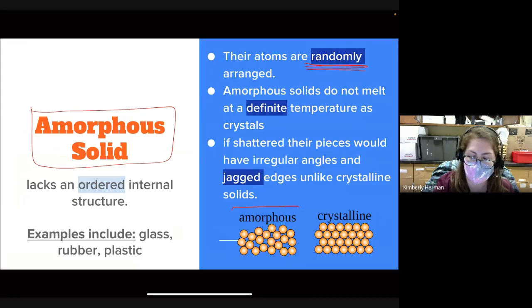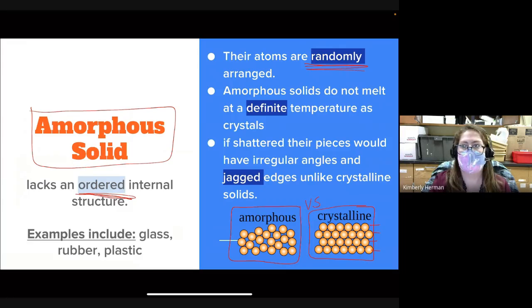So if we take a look here, we have our amorphous versus our crystalline. We would see that the amorphous is not regular and aligned like our crystal structure right here. Yes, they're both solids, but this one lacks that ordered structure. Some examples include glass, rubber, plastic, anything that you really melt into a pliable shape. Like if you're making a glass sculpture, you can melt it and then bend it to put it in shape. The same thing with rubber and plastic.